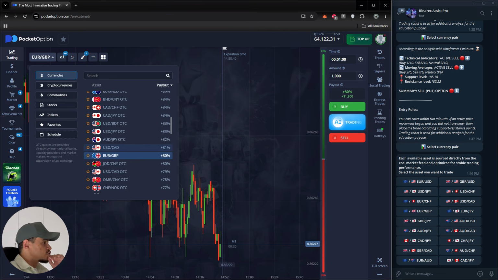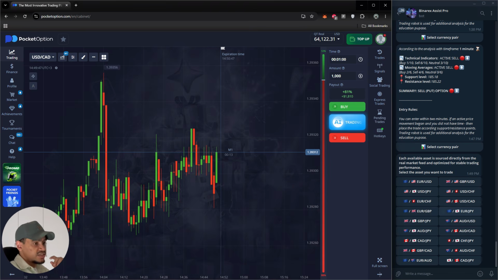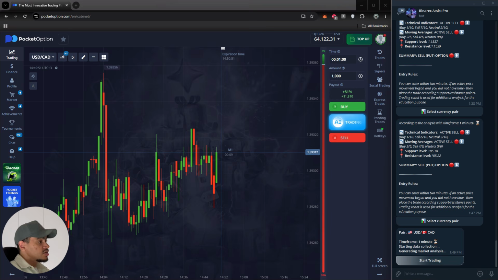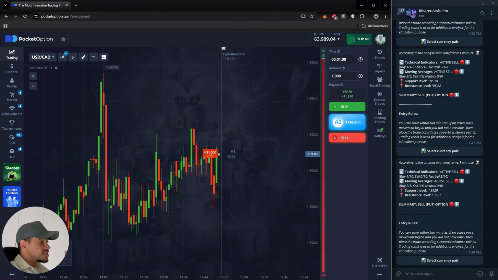This is really bad chart. Do we have United States dollar Canadian? Yes, we do. Let's look at what's going on here. Again, this is a very tough environment to perform analysis in, but we're gonna try it. We're gonna see if the robot is actually able to give us a nice signal even in here. Again, we just press a couple of buttons, we get our analysis and we're ready to go, and it's another sell position.